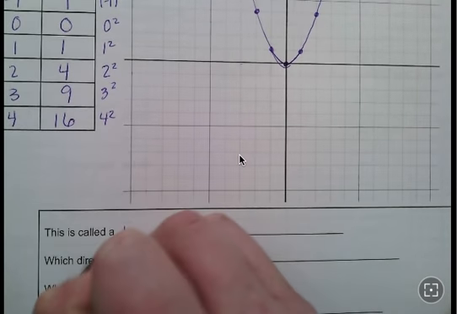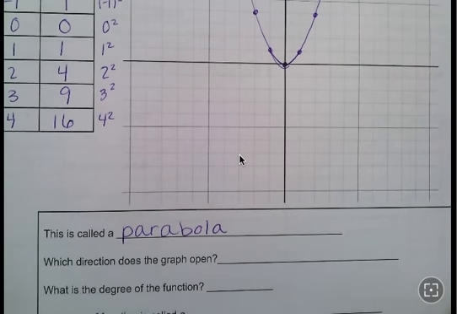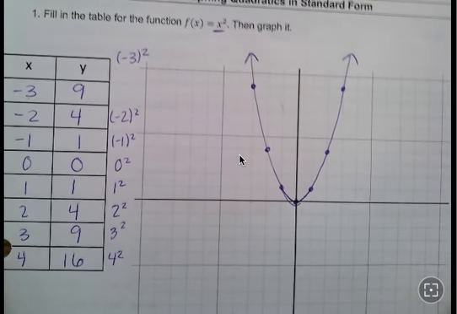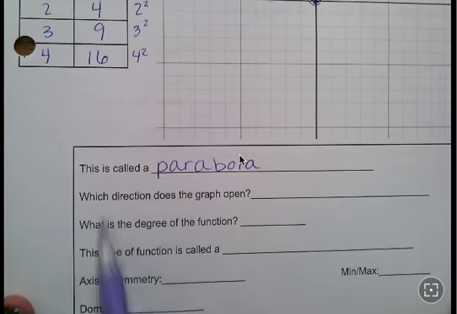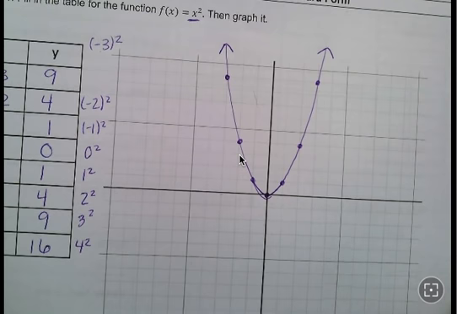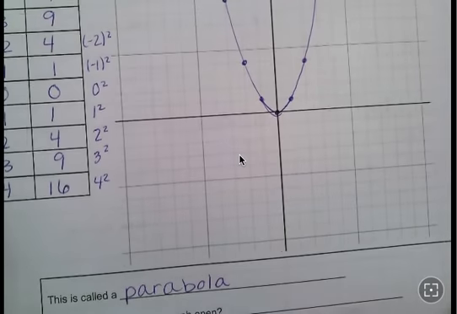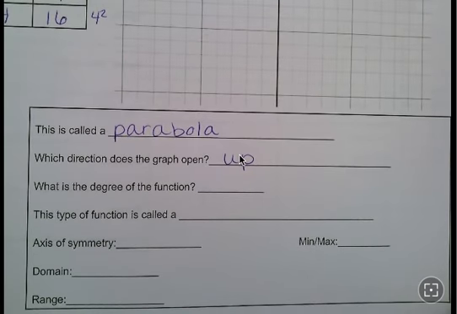This has a fancy name. This is called a parabola. It looks like it, but it's not pronounced that way; it's called a parabola. It is a quadratic function, but we call the shape a parabola. Which direction does the graph open? For parabolas, we can have a couple of different options. We can open up, as this one does. So we say it opens up. We'll see what one that opens down looks like in a second.